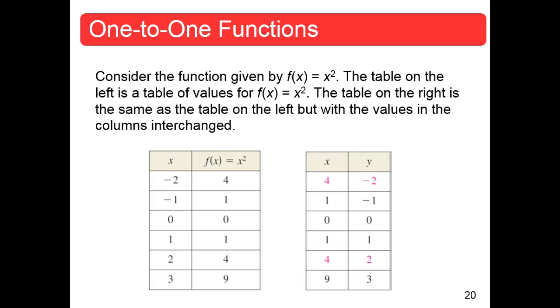Minus 1, 1. When you square minus 2, you get 4. Square minus 1, you get 1. Square 0, you get 0. Square 1, you get 1. Square 2, you get 4. Yeah, we got that. It's a function, right? Every x, you get one and only one y.